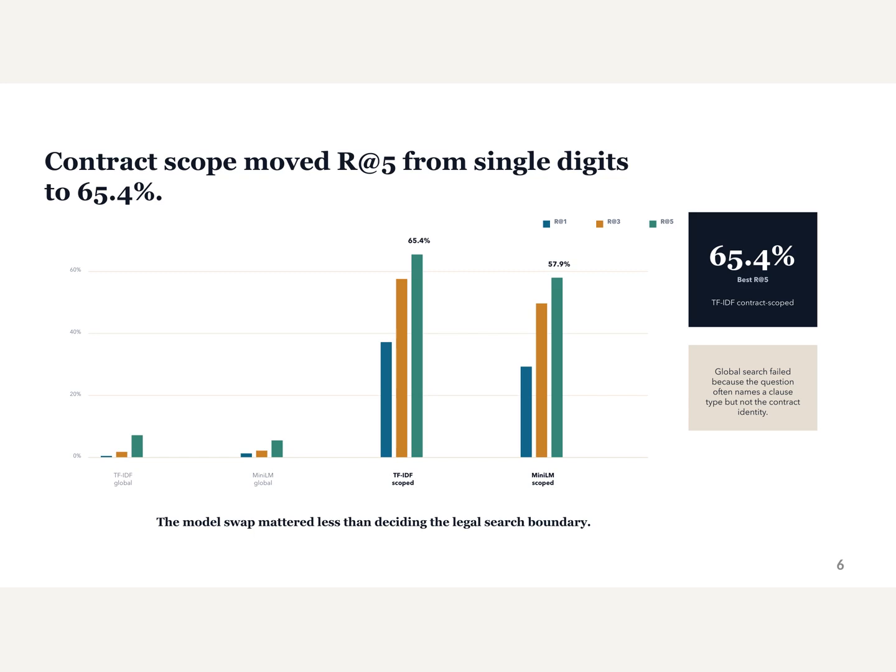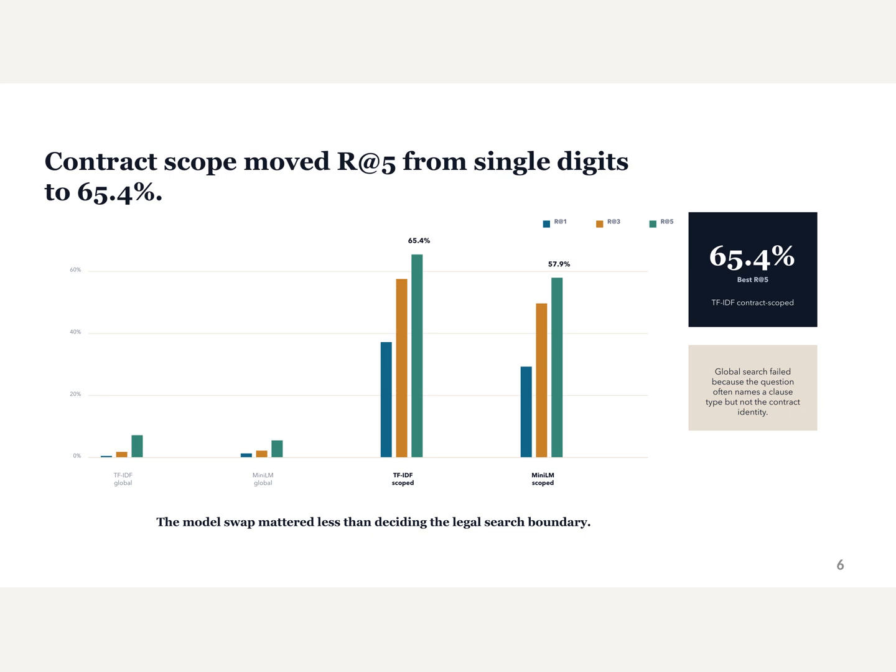Contract scope moved recall at 5 from single digits to 65.4% for the TF-IDF retriever. This matters because it suggests the biggest gain did not come from replacing a sparse retriever with a denser model. The biggest gain came from defining the legal search boundary correctly.